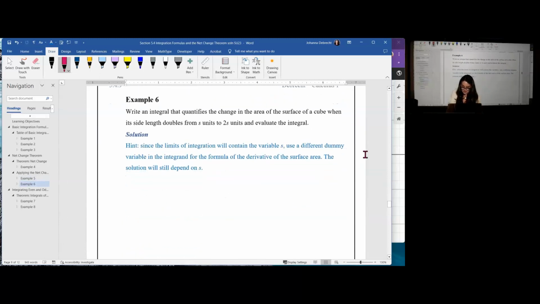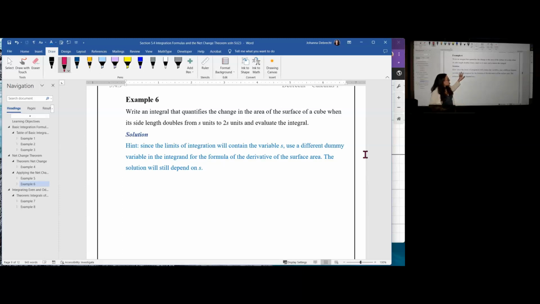Let's now do a similar problem where we're not given exactly the units of change. We want to write an integral that quantifies the change in the area of the surface of a cube, a 3-dimensional object, when side length doubles from s units to 2s units. We're not told what s is, only that it's increasing from s to 2s. This means we'll probably need a dummy variable inside of our integral.